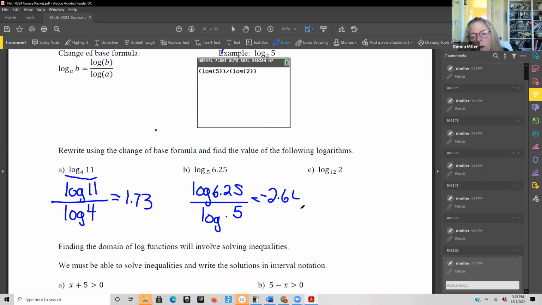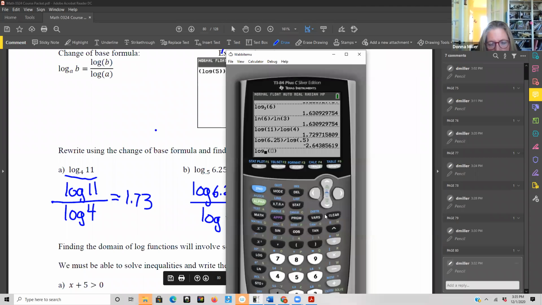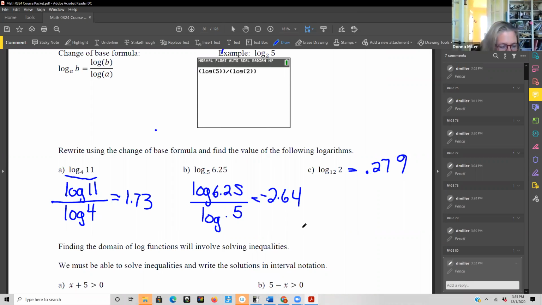All right, and we'll do log base 12 of 2. We'll do that the new-fashioned way. So if I have an 84, alpha window, log base, what is it? Log base 12 of 2. I have 0.279. All right, so as long as you can evaluate a log on your calculator, you're good.